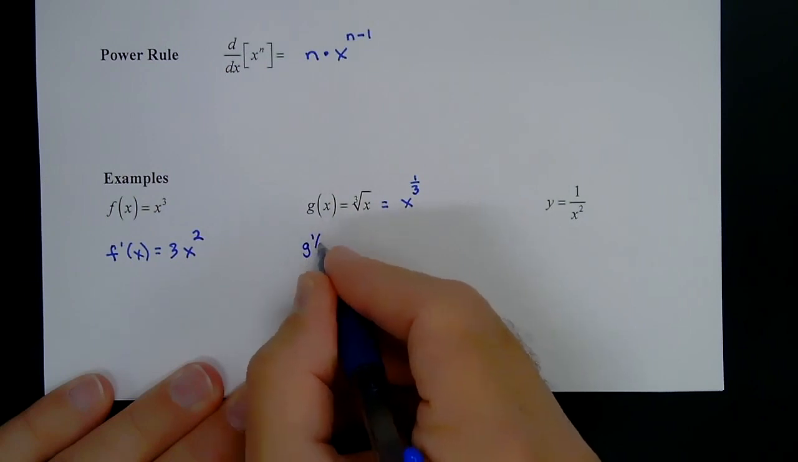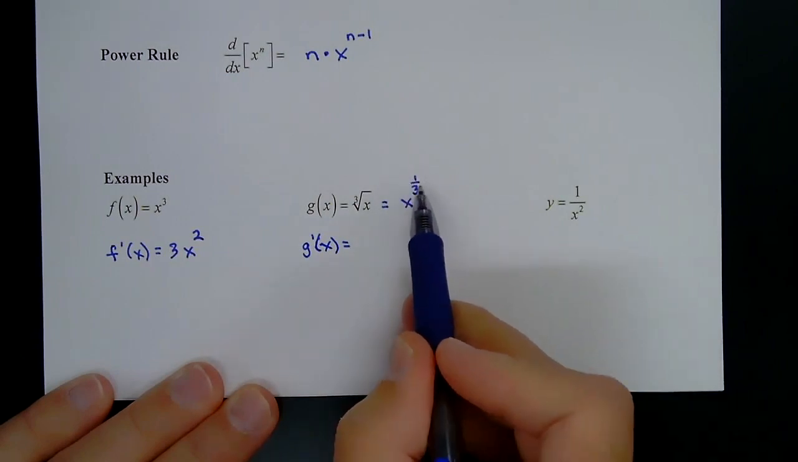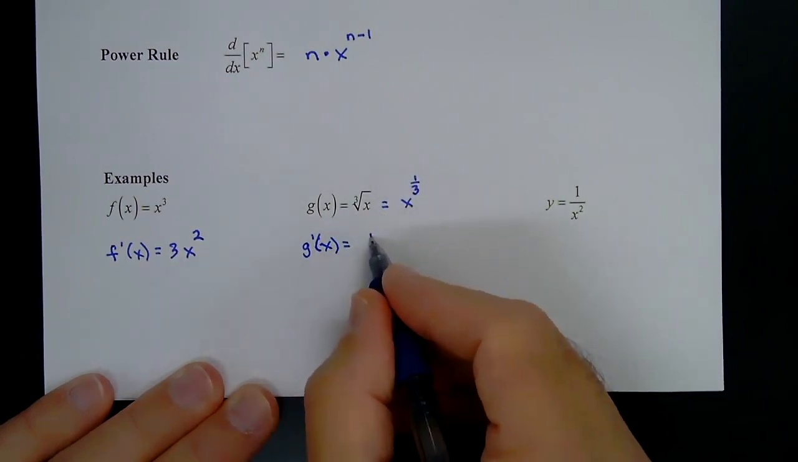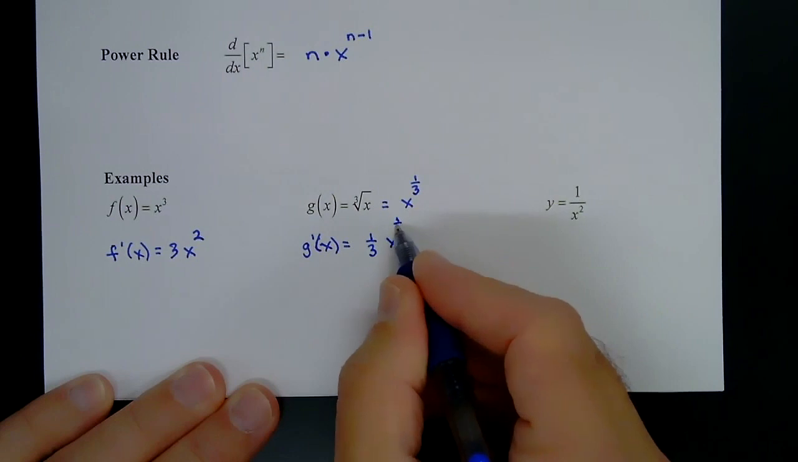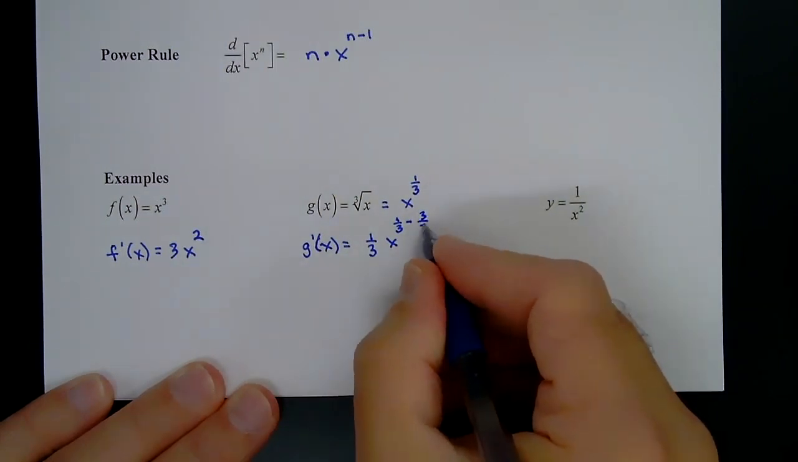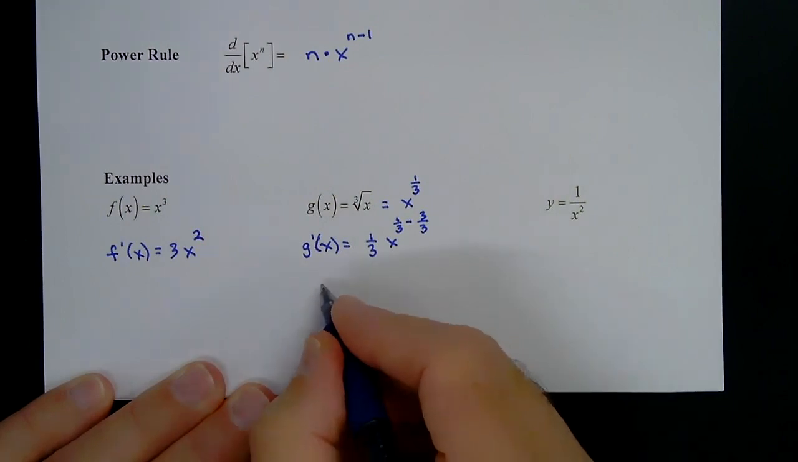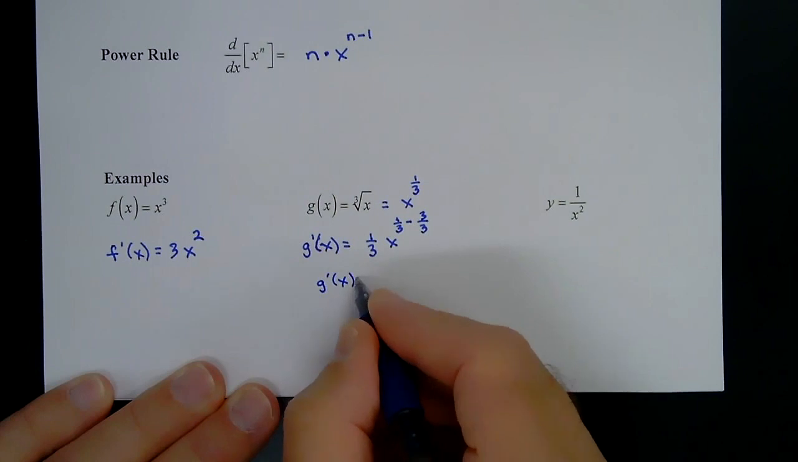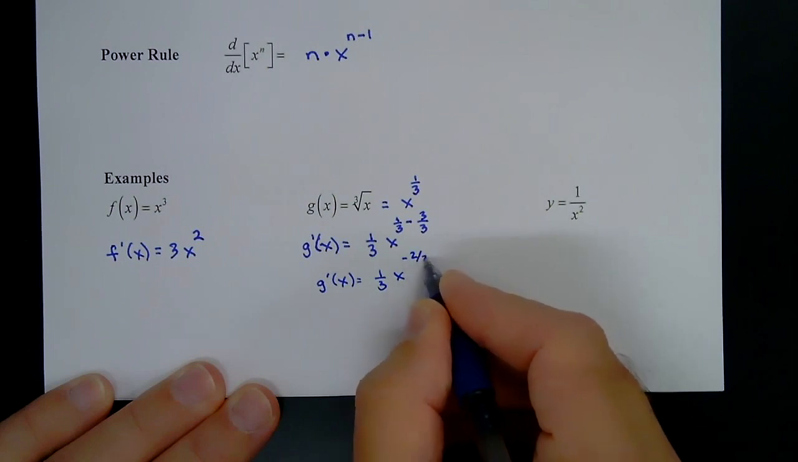So g prime of x is equal to, and it's the same rule, okay? We take this power of 1/3 and we bring it down, all right? So 1/3 x to the, and I'm actually going to write it all out this time, 1/3 minus 1, right? But subtracting 1 is the same as subtracting 3/3 because 3/3 is 1. And that just automatically gives us a common denominator so that we can subtract. All right, so this means g prime of x would equal 1/3 x to the negative 2/3 power.